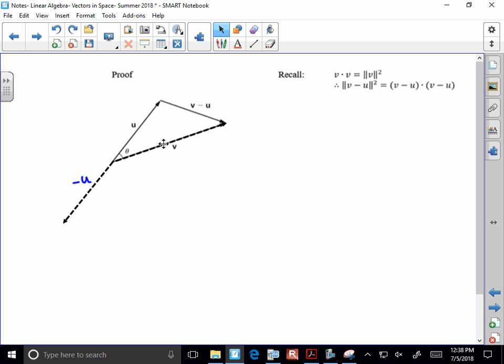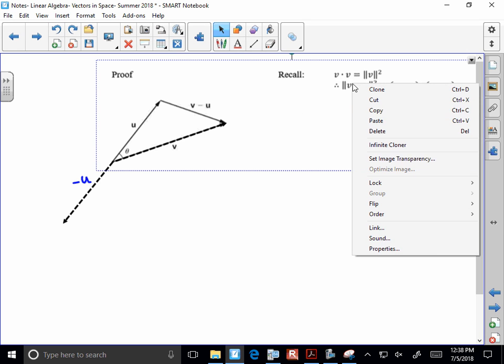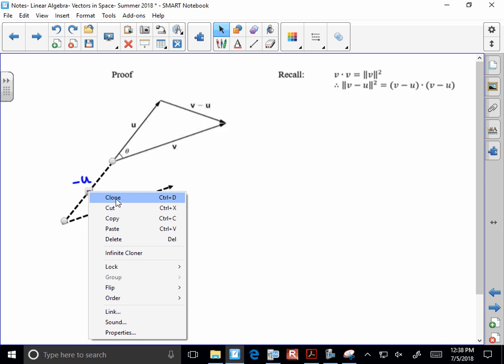Undo that. Actually, lock in place. Clone.